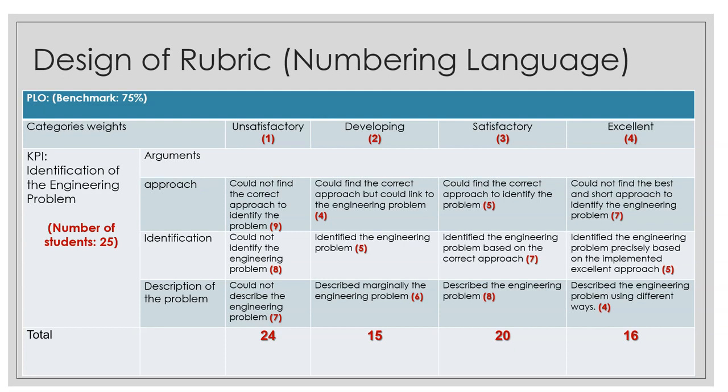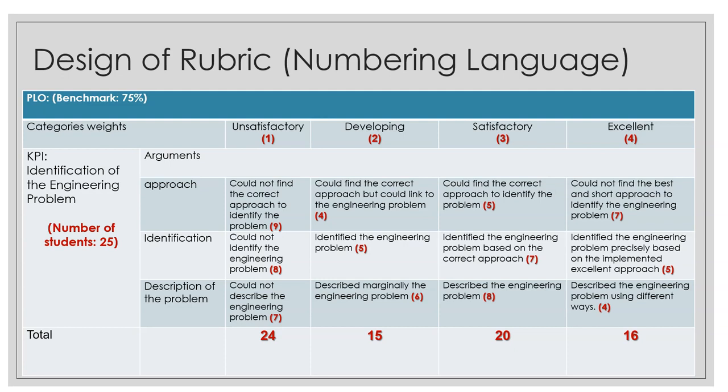In our example for the first KPI, we have 25 students. After correcting the exam, the question, the assignment, or the project related to the identification of the engineering problem using three arguments, we have three sub-questions: a question about the approach, a question about the identification, and a question about the description of the problems, or all of them in one question containing these three arguments.